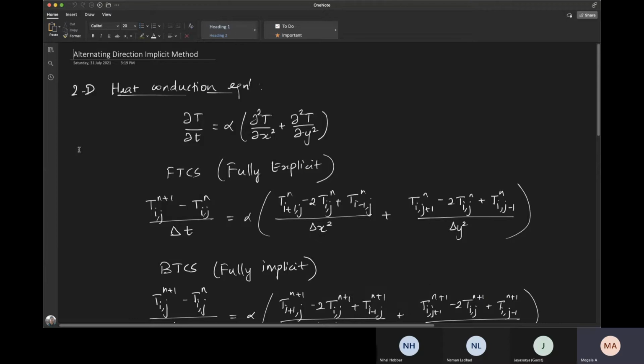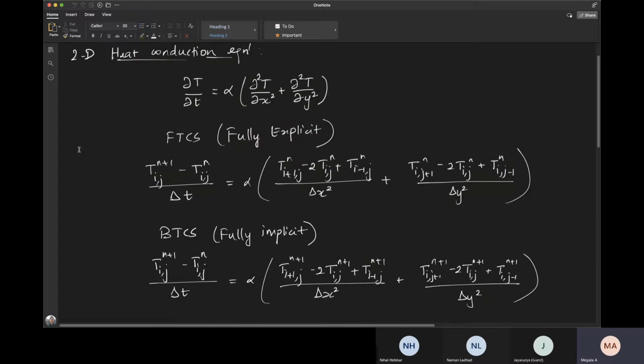So last time we saw the stability of FTCS and BTCS for parabolic PDEs, specifically the heat conduction equation. Then we saw how for the 2D heat conduction equation, explicit schemes lead to more stringent time steps as you increase the number of dimensions. So now let us see some implicit schemes for the 2D heat conduction equation.